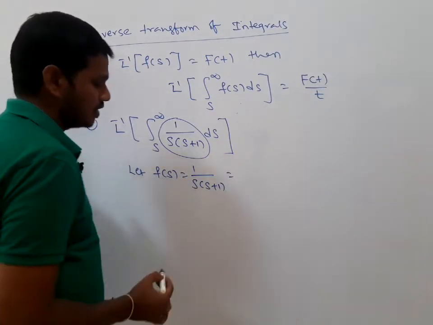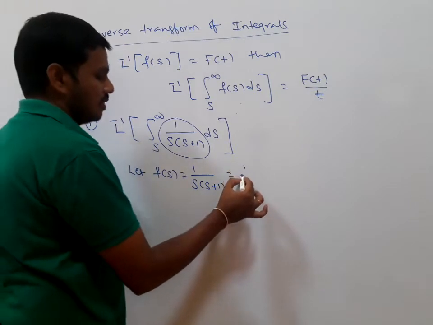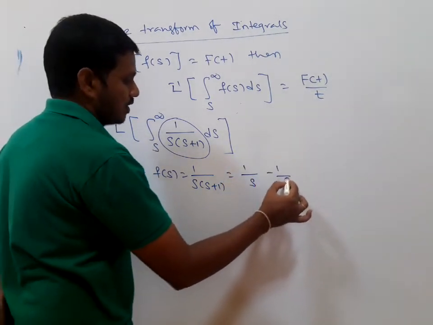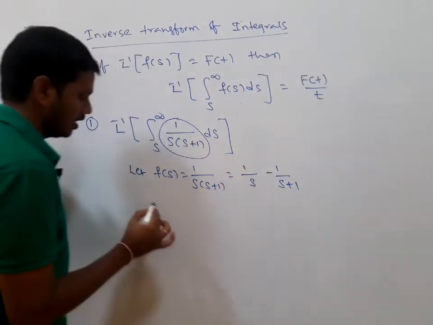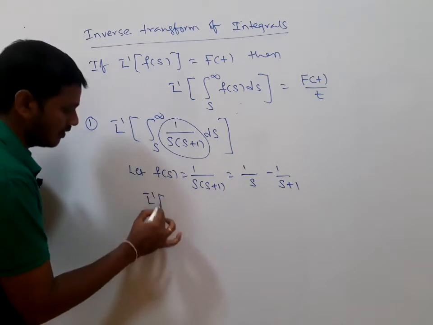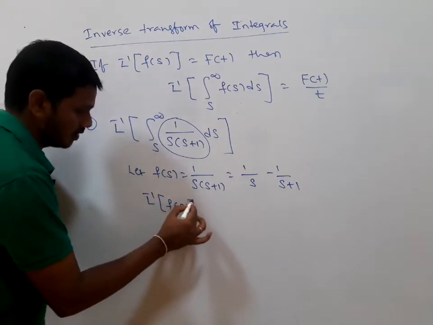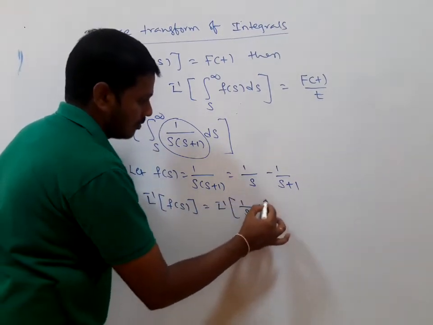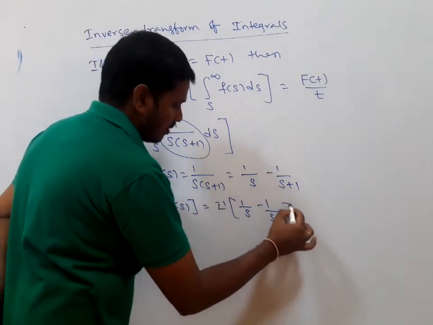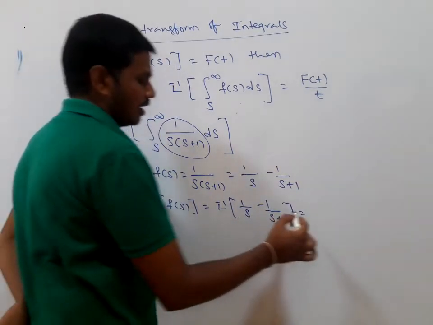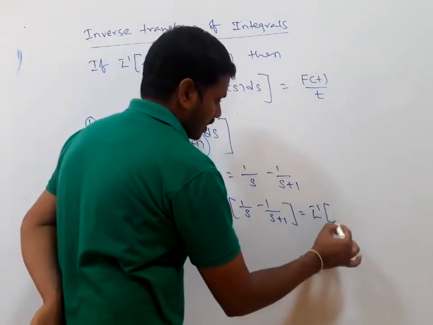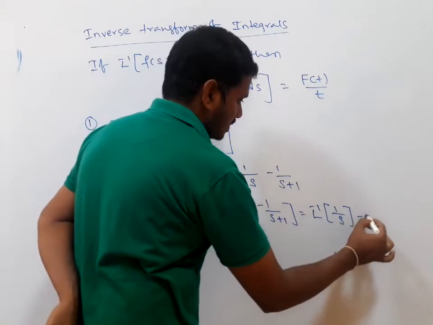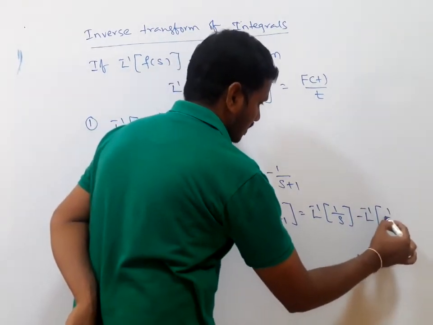This, if we decompose into partial fractions, can be written as 1 by s minus 1 by s plus 1. Now L inverse of f of s is equal to L inverse of 1 by s minus 1 by s plus 1. By using the linear property, L inverse of 1 by s minus L inverse of 1 by s plus 1.